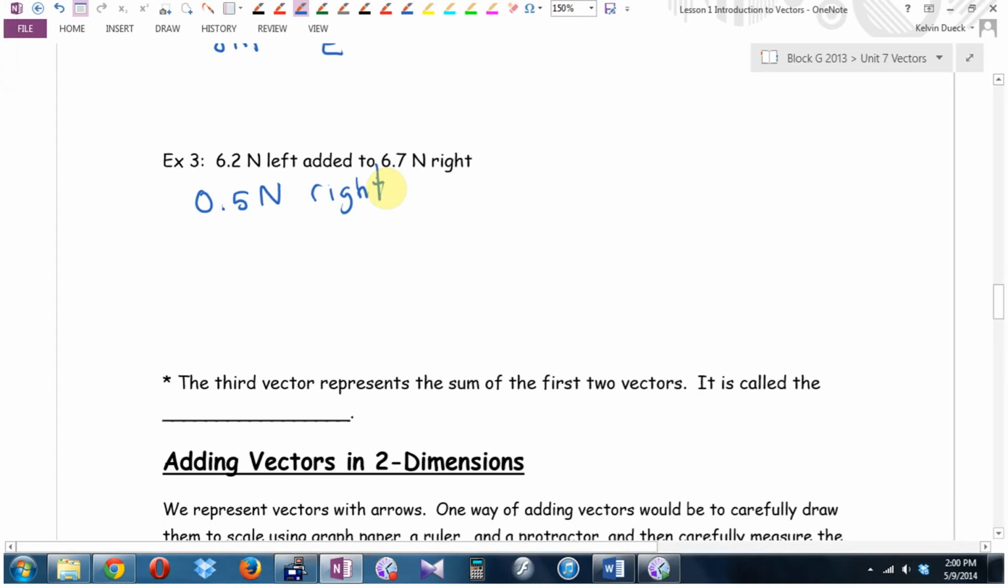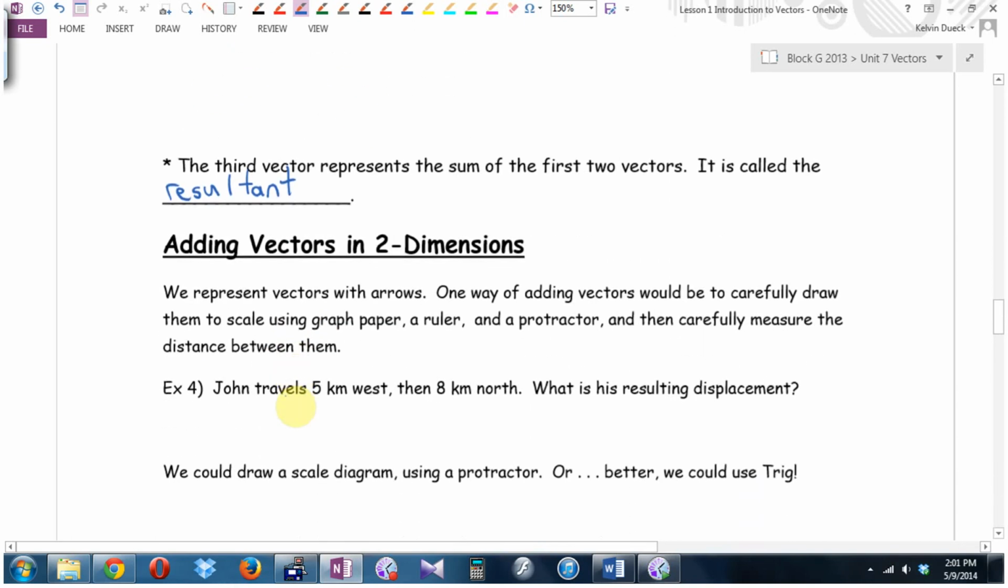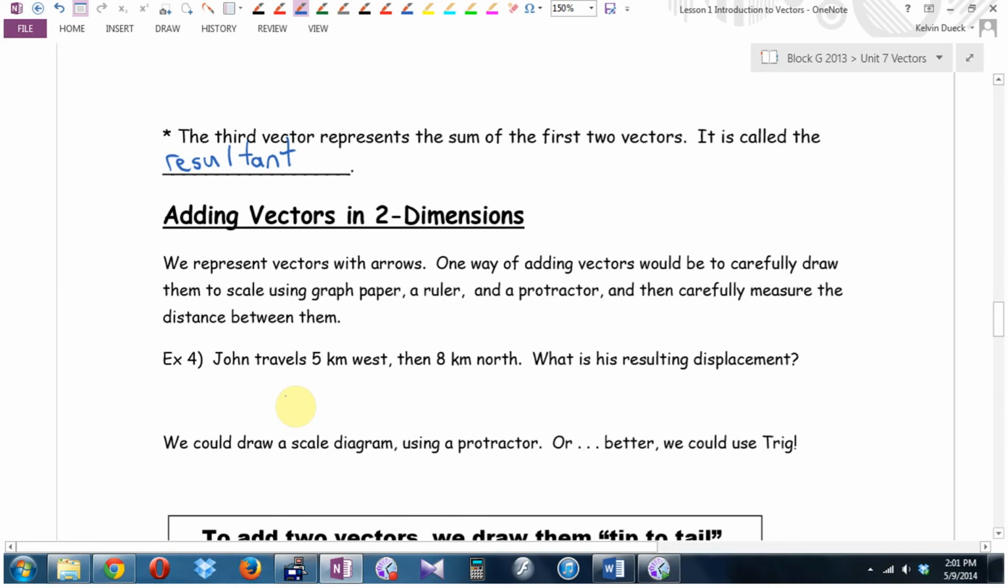By the way, that third vector, the answer, represents the sum of the first two vectors. It has a fancy name. It's called the resultant. Result with an ant on the end of it. Now, the moment you've been wondering about. Let's add them in 2 dimensions. What if things aren't in a nice straight line?